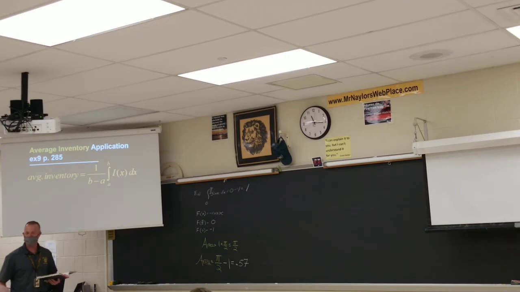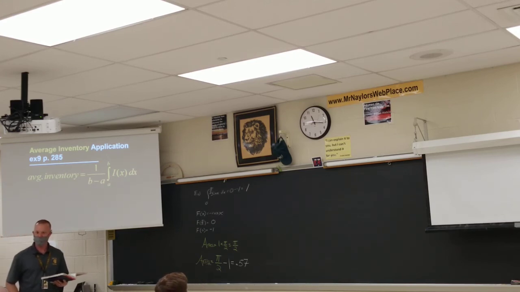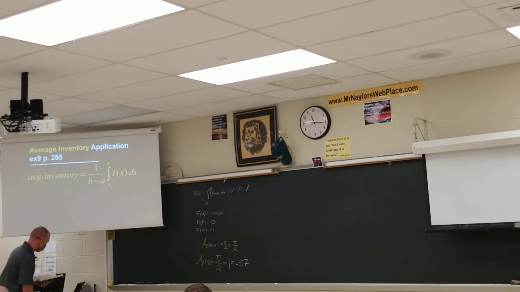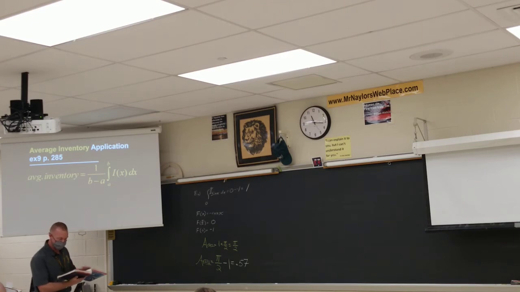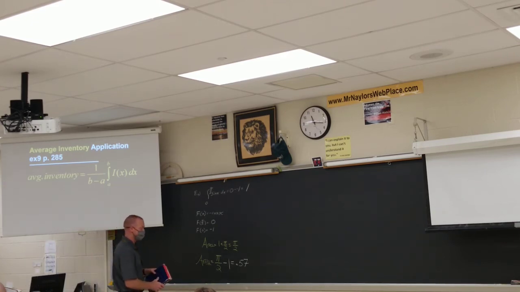Now you could approach this problem from just kind of a common sense approach. If 1,200 boxes are in the warehouse and every day 40 of them disappear, what's our average going to be? The nice thing about this problem is that it's kind of a steady decline. But the purpose here is to realize that we can use calculus to also find that average.